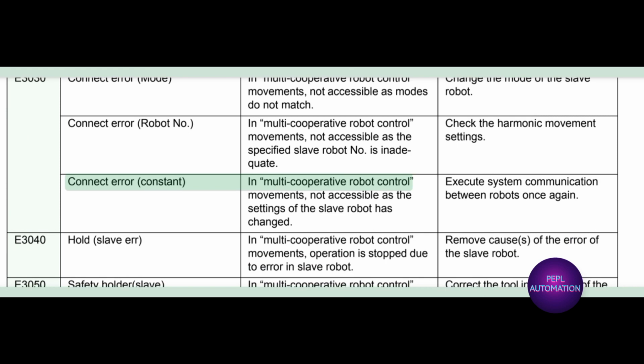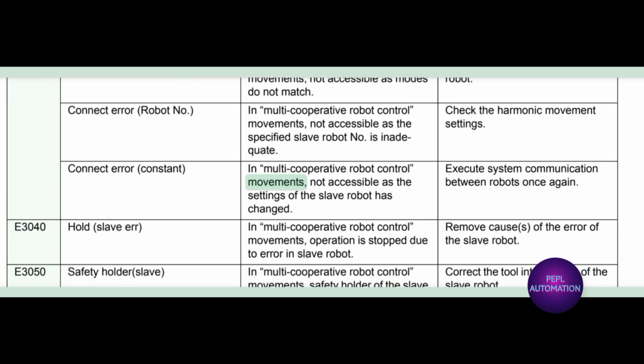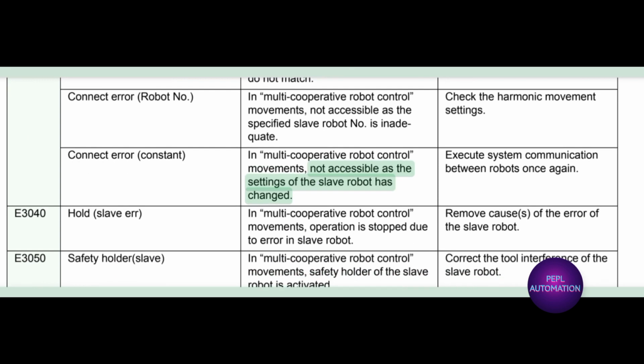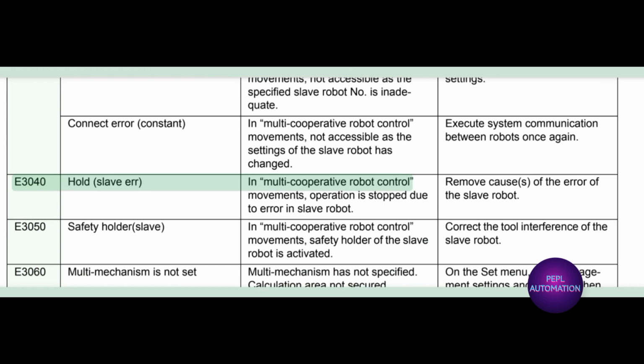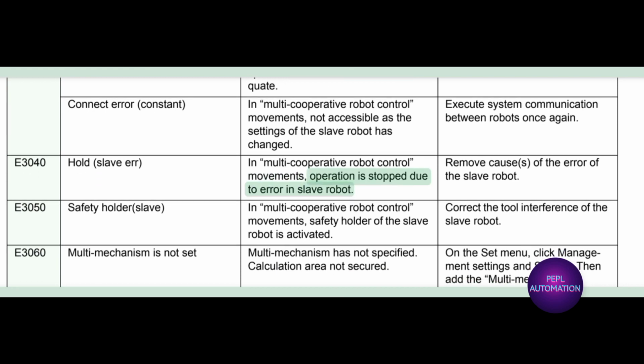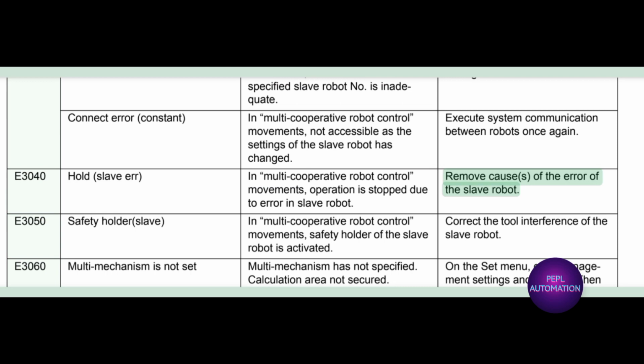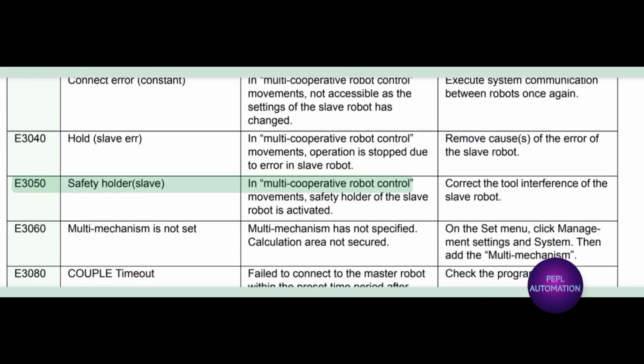Connect error, constant, in multi-cooperative robot control. Movements not accessible as the settings of the slave robot has changed. Execute system communication between robots once again. E3040 hold, slave, in multi-cooperative robot control. Movements, operation is stopped due to error in slave robot. Remove causes of the error of the slave robot.